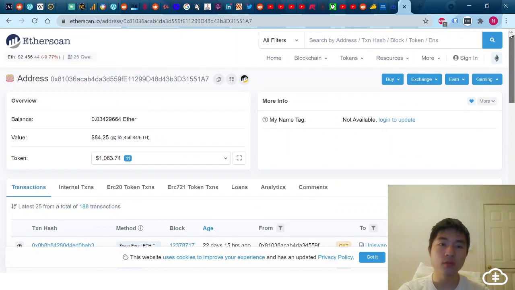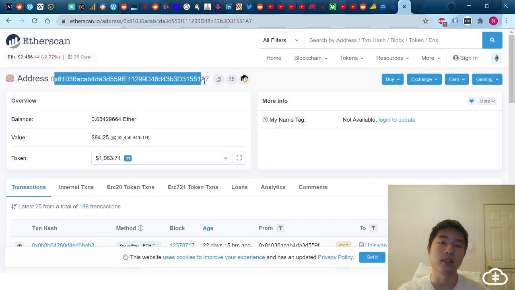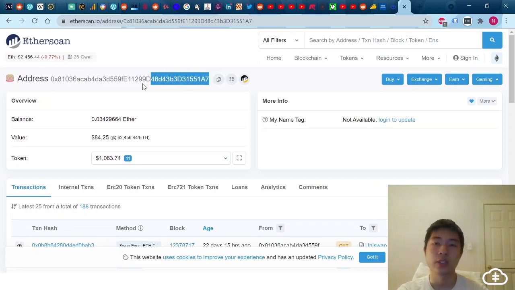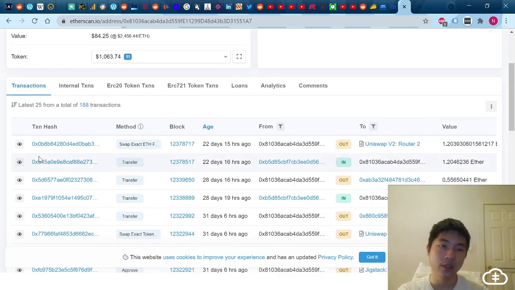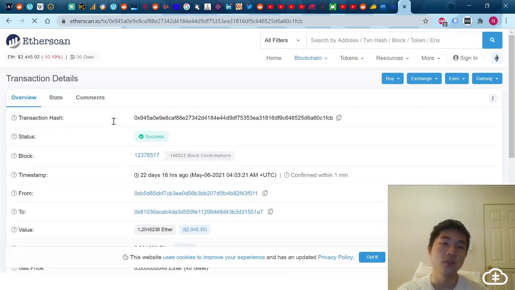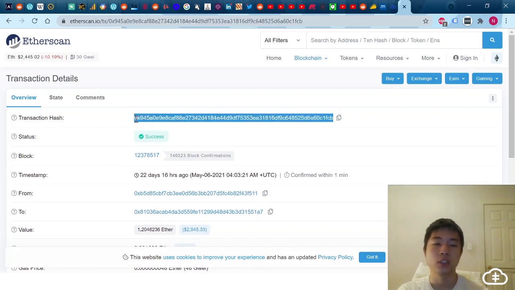So all transactions on Ethereum also come with a hash. I think this is called a transaction hash, right? Exactly. So if you made a transaction, the record of that transaction is labeled with your hash. If you click right here, this is the hash of a transaction.